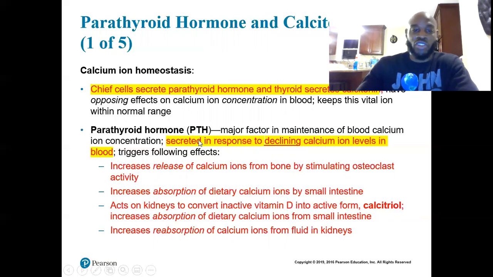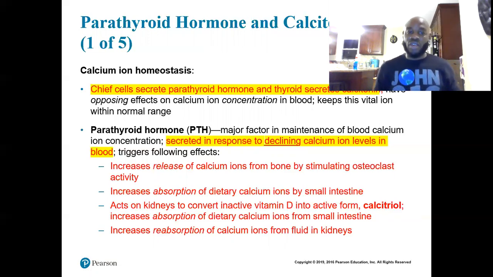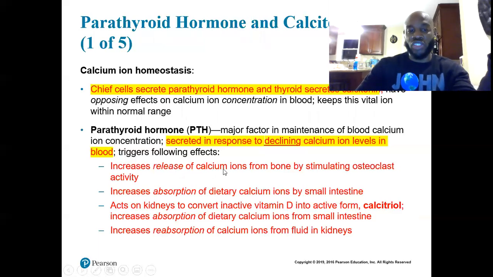So your parathyroid hormone, let's start with that, is secreted in response to a declining calcium ion level, right? So what happens? Your body recognizes that the calcium level in your blood has gone below the homeostatic range. That's the stimulus. It triggers the release of the parathyroid hormone. And what happens? The parathyroid hormone increases the release of calcium ions from the bone.